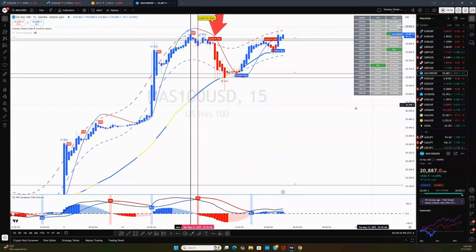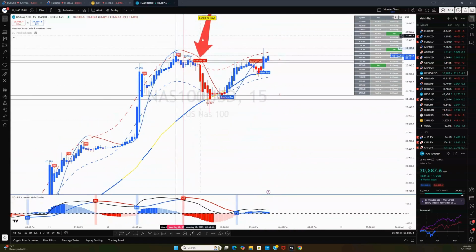So again, we could have had another opportunity today. Price gave us a CC buy, came outside the band here. And what do we have here? Our confirmation buy, indicating that price is ready to go in that direction. And actually, this was the better trade because it gave you more ticks or more pips, depending on if you're trading Forex or CFDs. So this is just an example of how you can use the system. It's very easy.